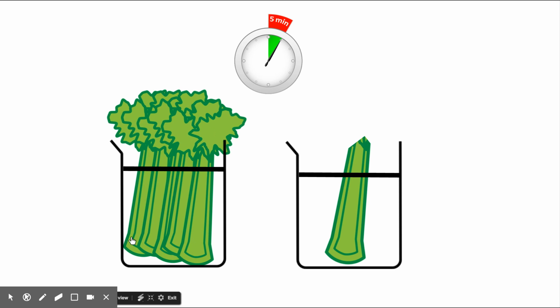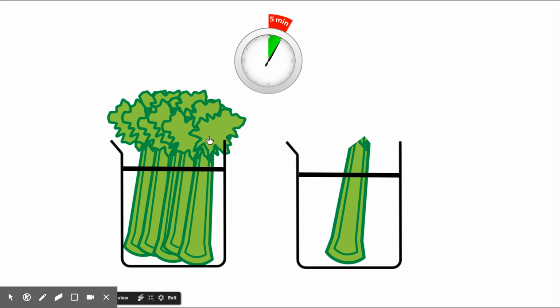Obviously, we don't want a really short celery stick and a really long one. So you need to determine what the best length is going to be to have all your celery stalks the same length. And then you need to make sure that your celery stalk that has all the leaves removed is also that same length. Then you're going to place all of those stalks into beakers of solution, trying to make sure that the concentration of dye in both solutions is roughly the same. And then you're going to start the timer.